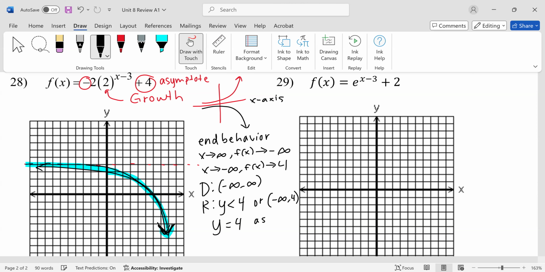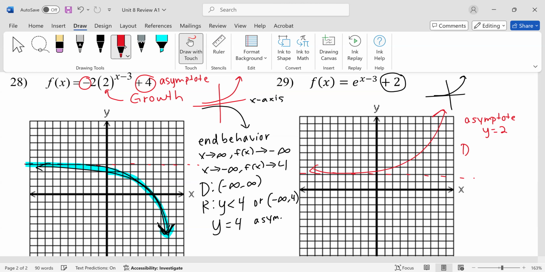This is the asymptote. All right, let's do number 29. This is also a growth. My asymptote is at 2. So your asymptote is at y equals 2. That is right here. And it'll look something like that.